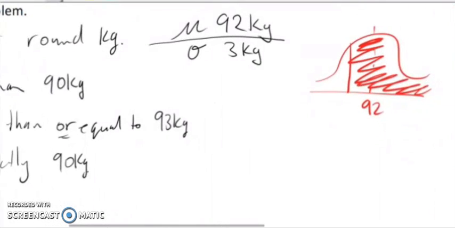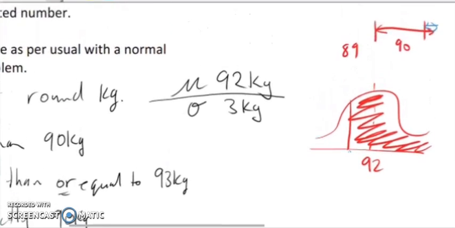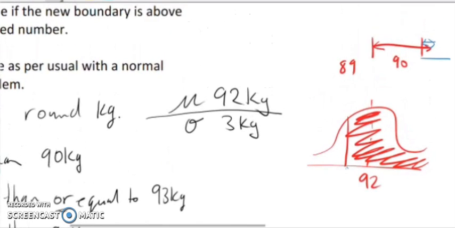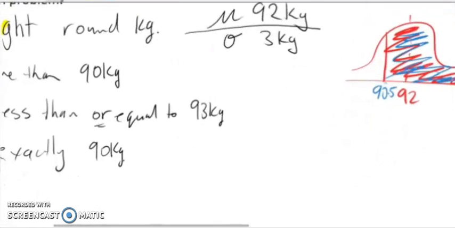More than 90. So 90 is not included. We want more than 90. So our new boundary is 90.5 kgs. And those are our numbers that we're going to use in our normal distribution. Okay, let's look at the second one.